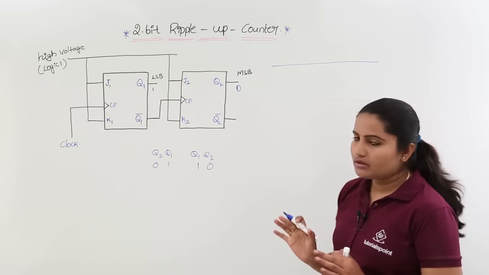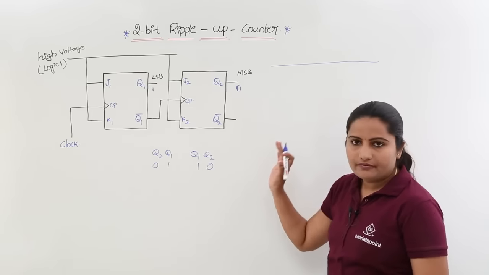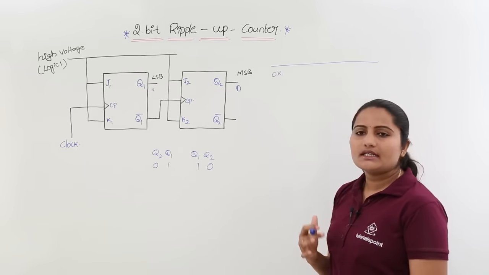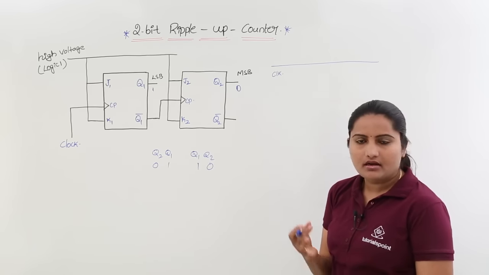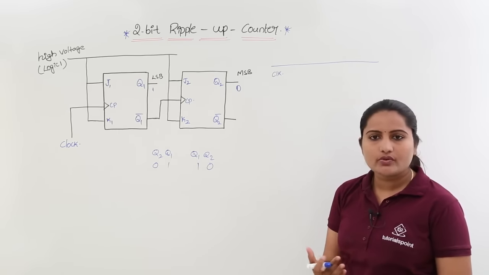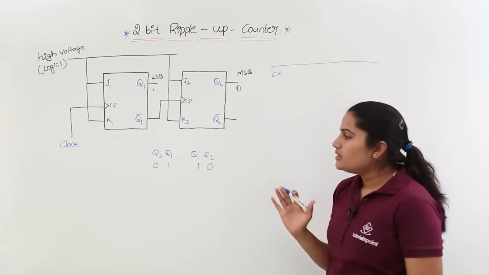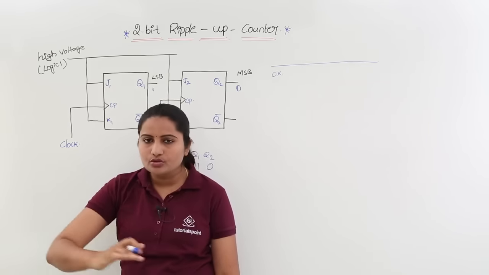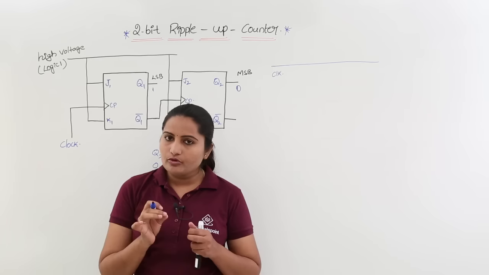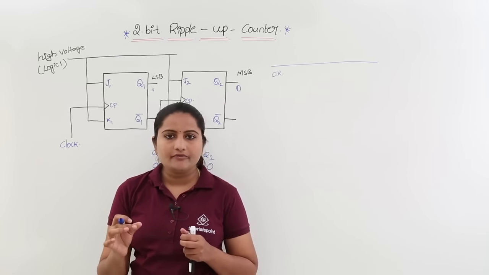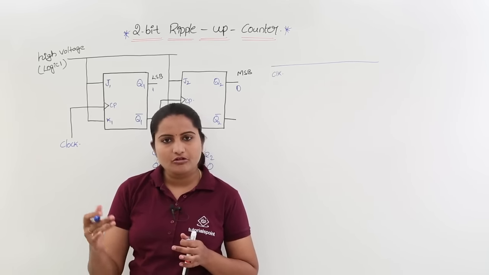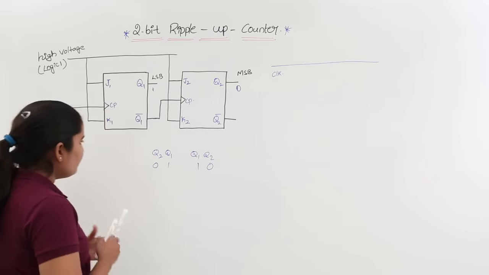Now come to the process here. I am going to process this flip-flop for up counting. For that I need to consider the clock. For a 2 bit counter, how many states may be there? 4 states. For a 2 bit counter, 2 power n states means 2 squared, that means 4 states will be there. To move through those 4 states, we require 4 clock cycles, because to move from one state to another state a flip-flop requires a clock pulse. To move through 4 different states, you definitely require 4 clock pulses.